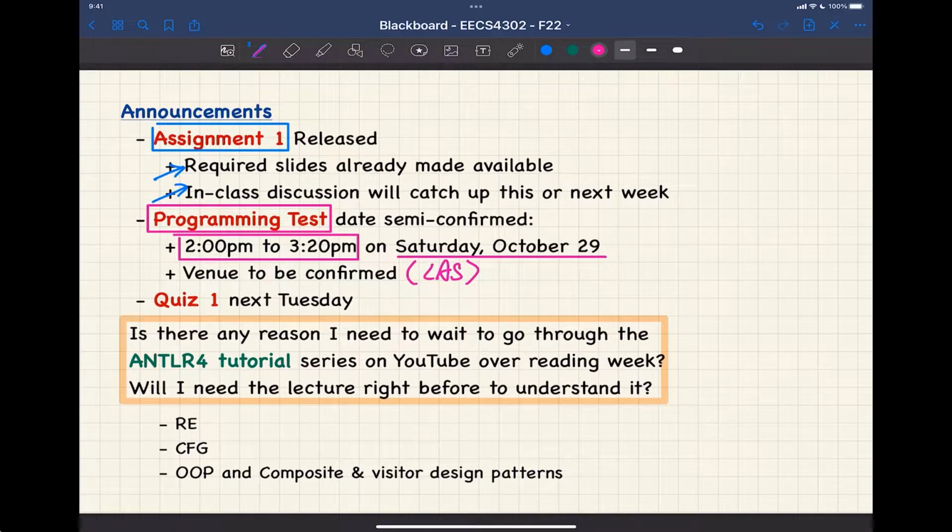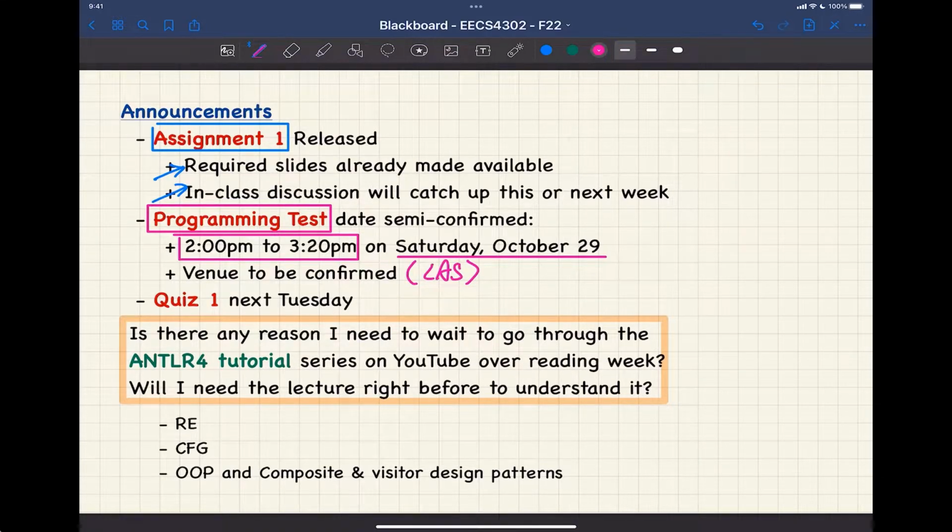I'll try to give you some example tests beforehand. You can definitely try them out just to get prepared. My intention for the programming test is really to make sure you actually study the ANTLR 4 tutorial, and you understand what's going on, and you can do things from scratch by yourself. So it wouldn't be too tricky.